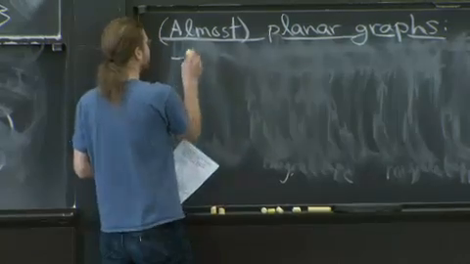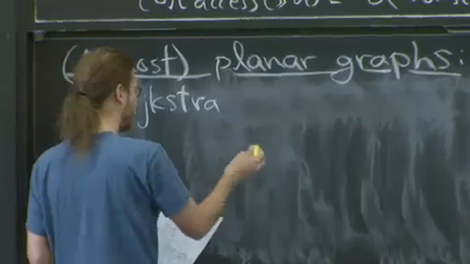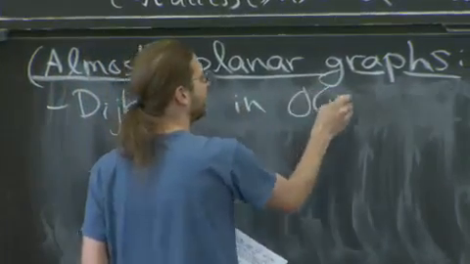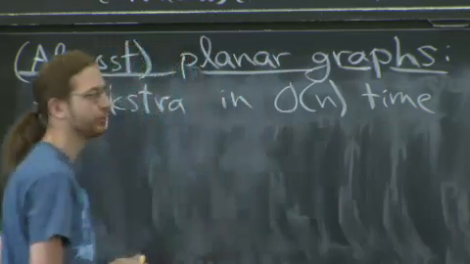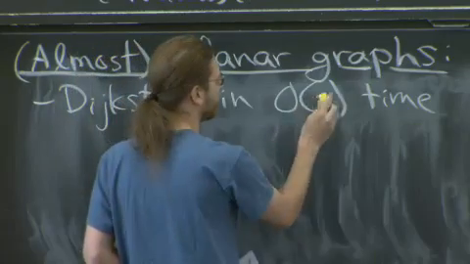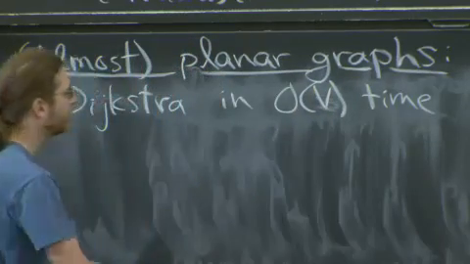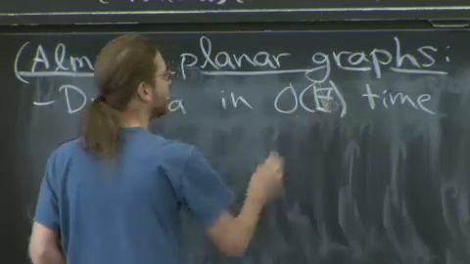For example, you can do the equivalent of Dijkstra's algorithm, so non-negative weight shortest paths, in linear time. Okay, that's not so impressive because Dijkstra's is E log V, the number of edges. So here I mean number of vertices. It doesn't really matter with planar graphs. You can write E here if you prefer. It's only a log savings.